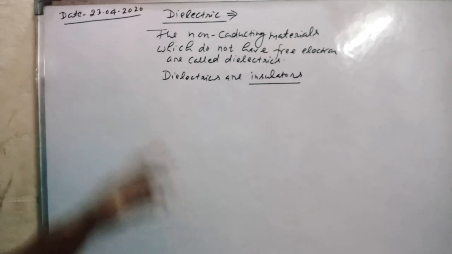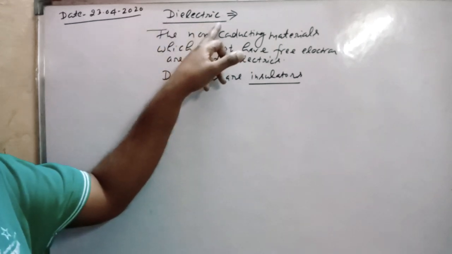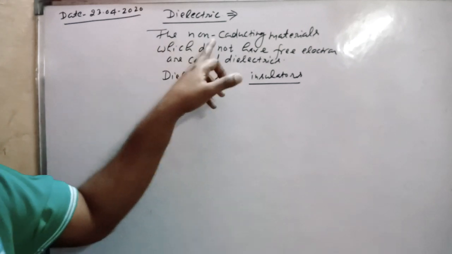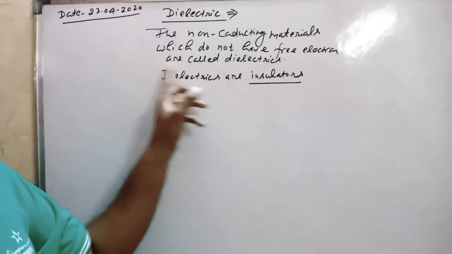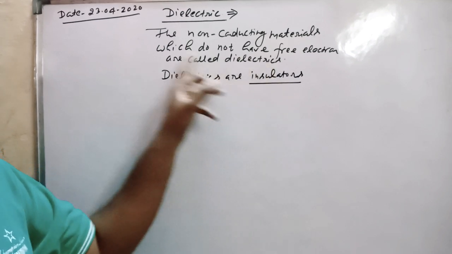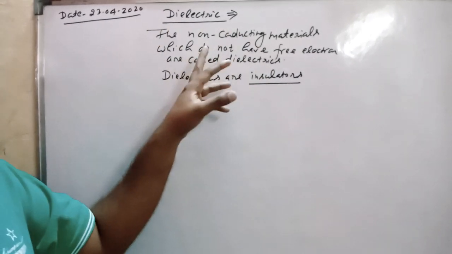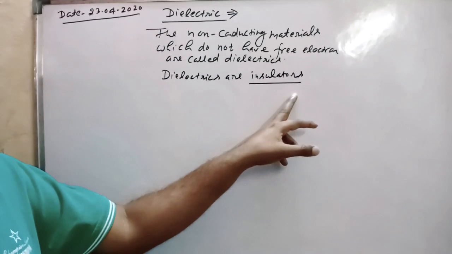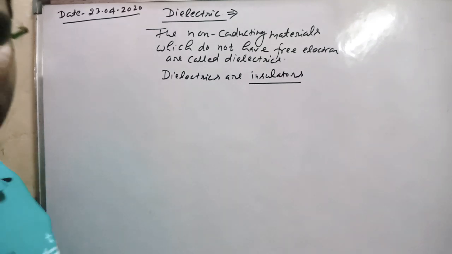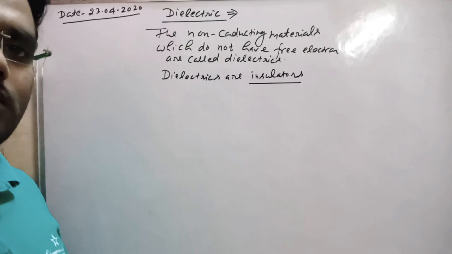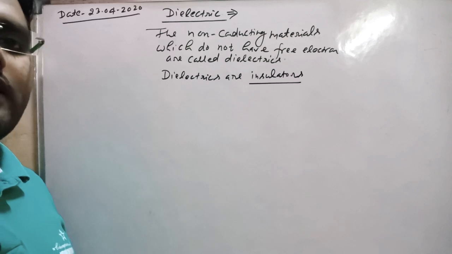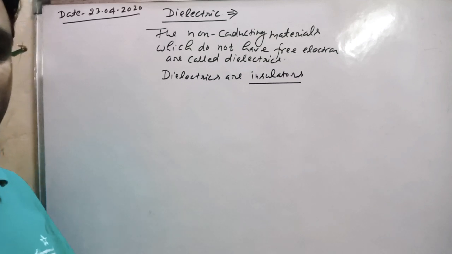Today we discuss the concept of dielectric and what is the use of dielectric. The non-conducting materials which do not have free electrons are called dielectrics. This is the definition of an insulator. That means dielectrics are insulators. In insulators, electrons are bound with the nucleus. In dielectrics also, electrons are bound with the nucleus.